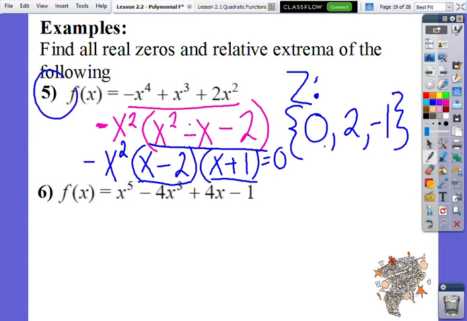Now, make sure you've gotten this example written down, or you can refer back to it, because in just a minute, I'm going to go to the calculator, and I'm going to see if I can actually find my extrema, and then we'll also look at our zeros with it.